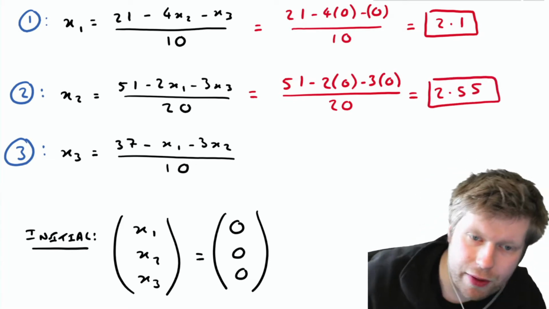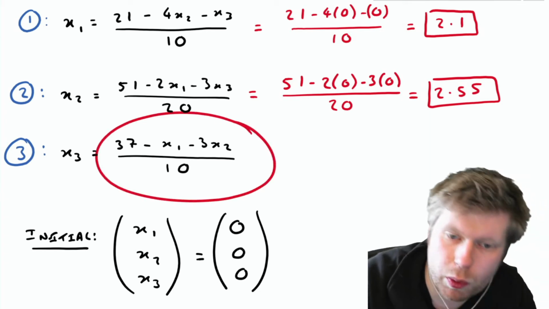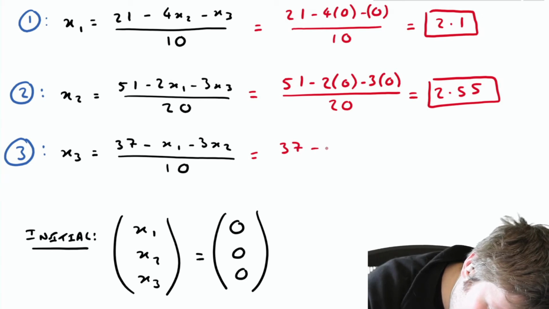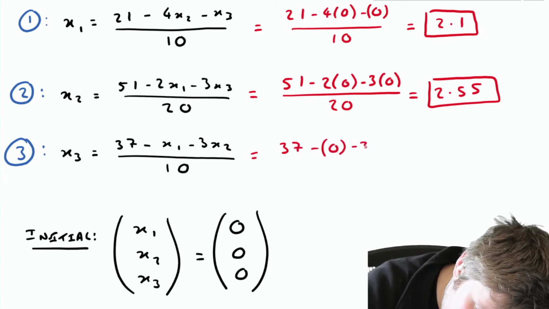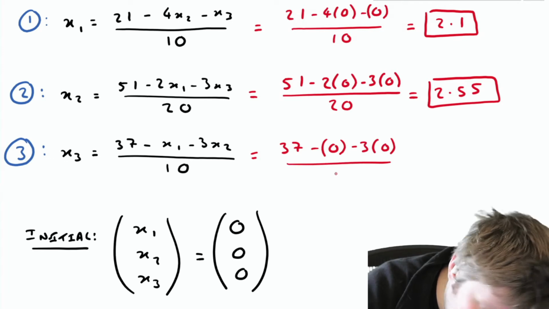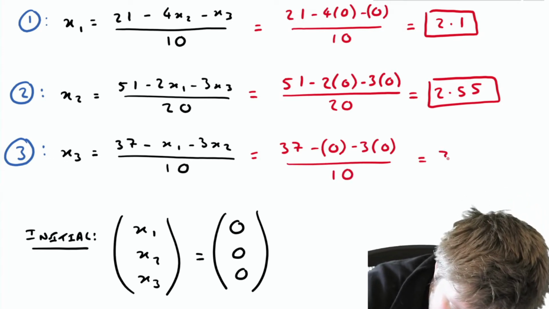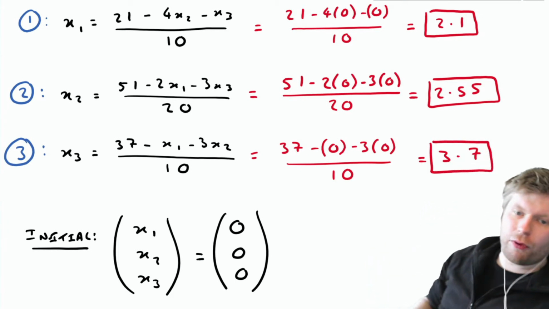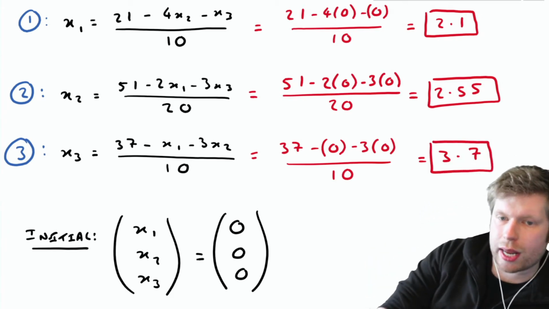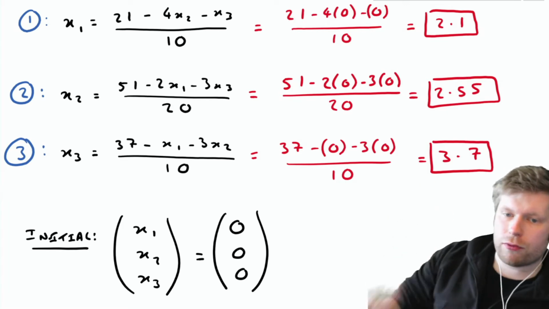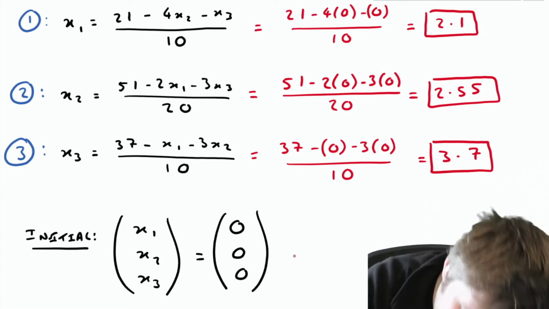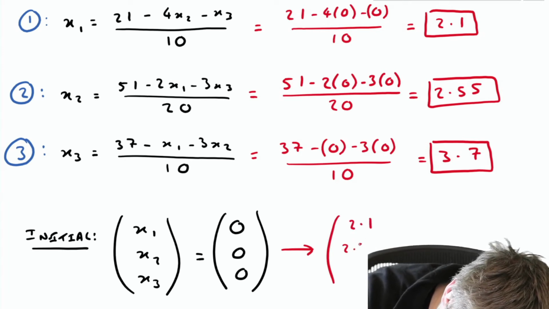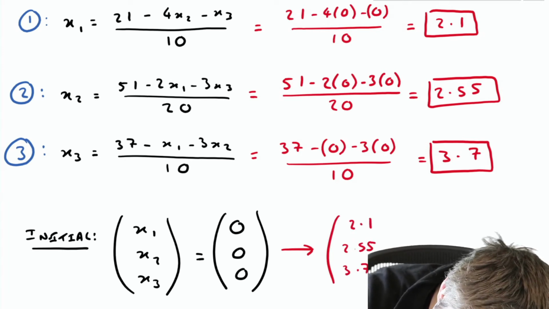And if I do the same thing for x3, so again, plugging in my old values of x1 and x2 on the right-hand side, then I get 37 minus 0 minus 3 times 0, all divided by 10. Well, okay, that comes out as 3.7. So in other words, after the first step of Jacobi's method, I find that my new values of x1, x2 and x3 are 2.1, 2.55 and 3.7.